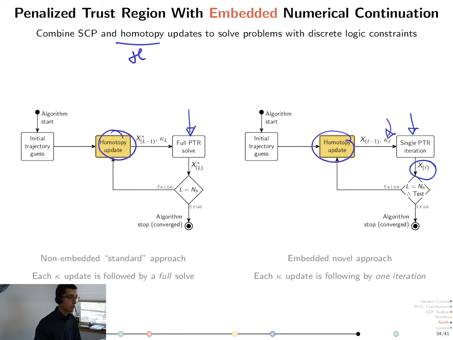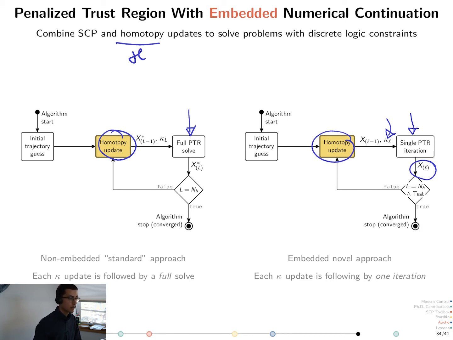You will set the value of kappa here, then you will solve the problem in its entirety for that value, find the locally optimal solution, and then update the homotopy parameter again until this approximation of discrete logic is as exact as you want it to be.